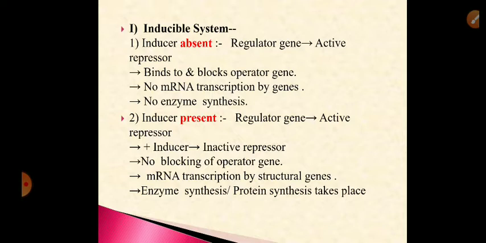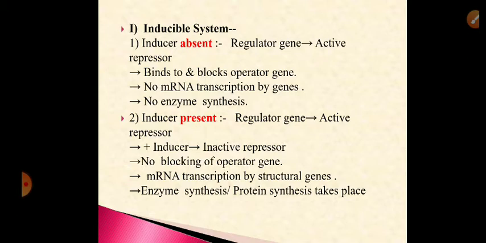So what happens in an inducible system? First of all, inducer may be present or inducer may be absent. So let us discuss what happens when inducer is present. Say for example, the example I gave you, E. coli grown in presence of glucose will not produce beta galactosidase enzyme. As soon as you add lactose, beta galactosidase will be synthesized. So in that case, lactose is actually the inducer. Okay, so the first case, inducer is absent.